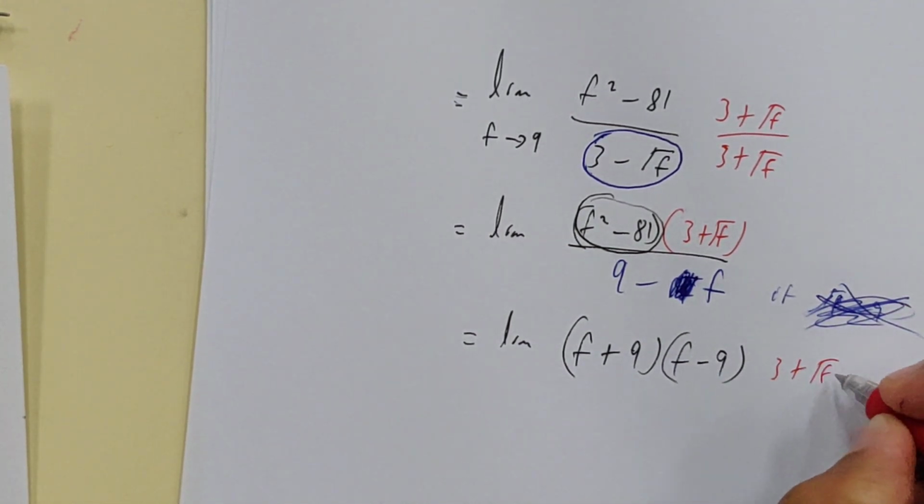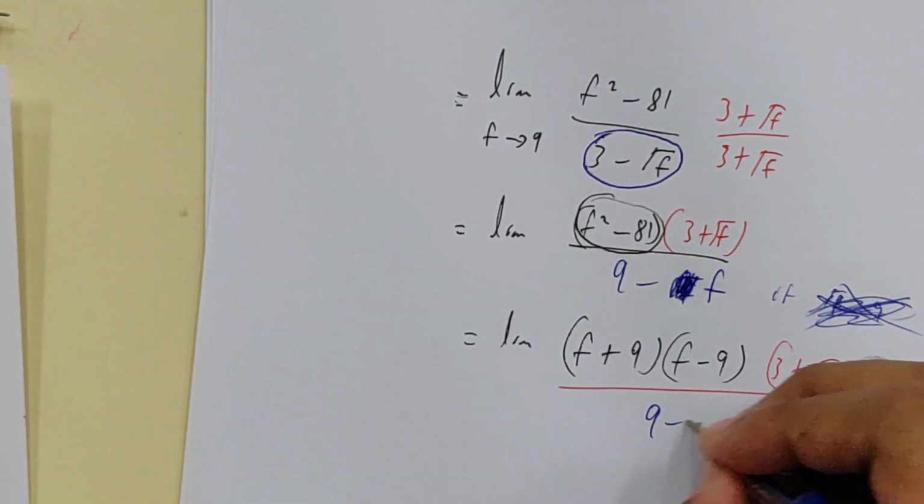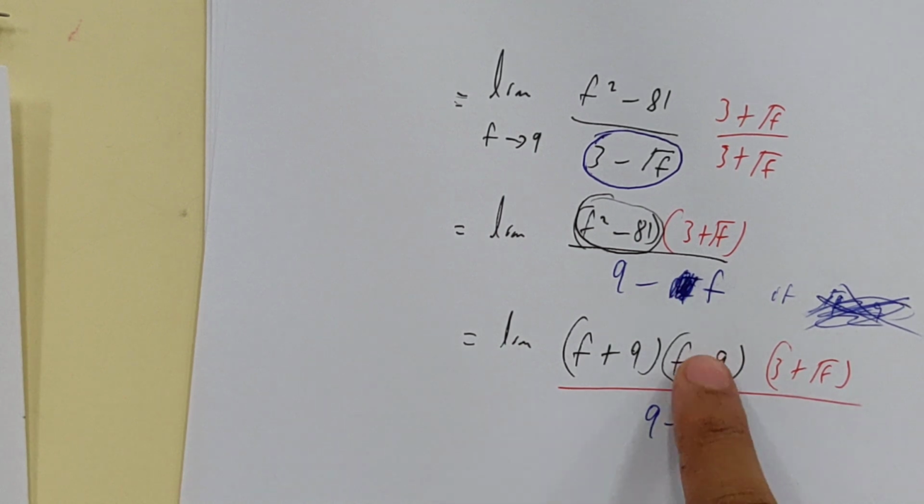3 plus third f. And down there I got myself 9 minus f. Okay, can I simplify? No. Can I simplify f minus 9 and 9 minus f? No. They are different. What should I do?